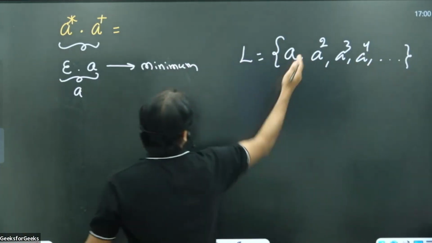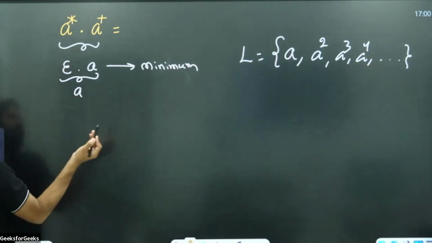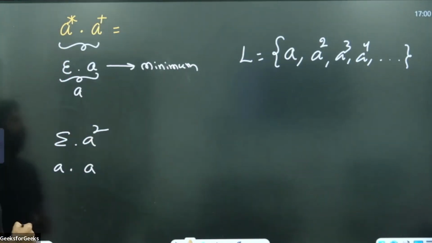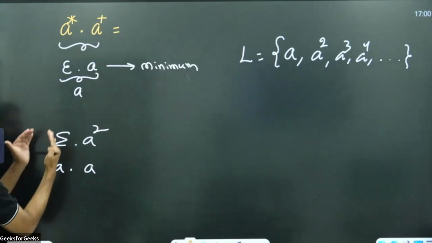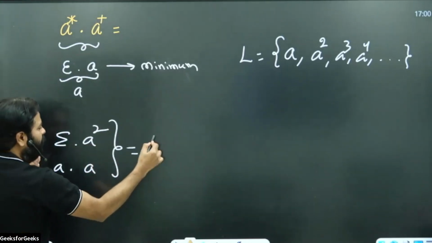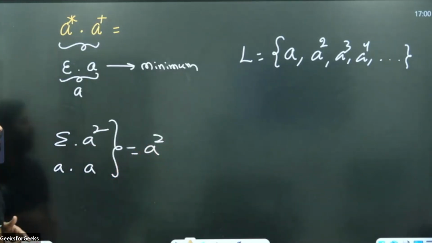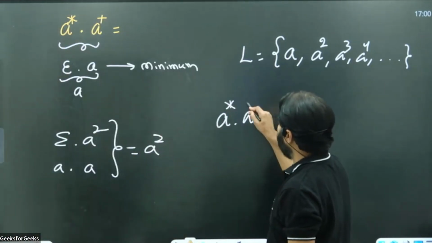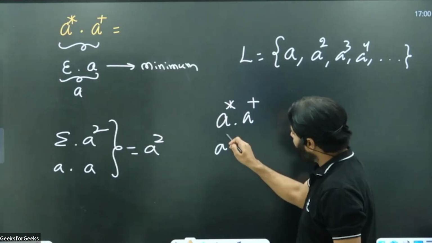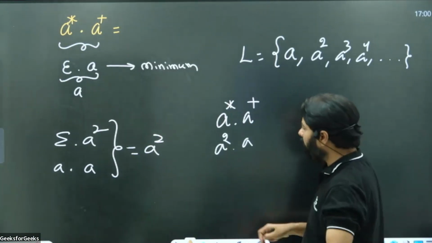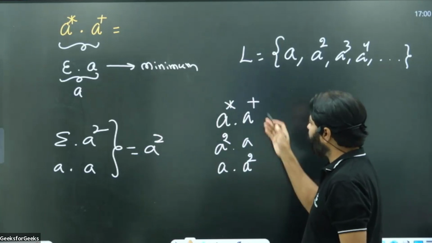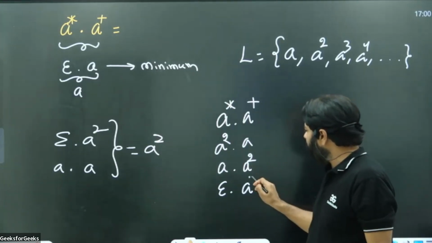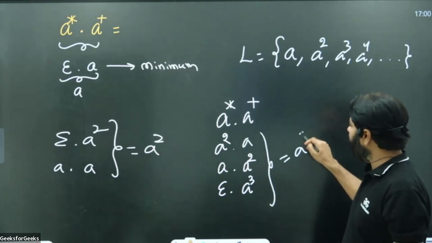How will you show that? A square I can generate many ways: epsilon dot A square, or here I can write 1 A and here I can write 1 A, but here you can't put epsilon, remember? So look at this, all of them will give you A square only. You think one way would be sufficient. A power 3, how do you get it? I can take A star dot A plus: A power 2 here and 1 A there. Or I can take 1 A here and A square there, because plus means I can also have 2 there. And another way, I can put epsilon and put A power 3. In all of them, you will get A power 3 only.